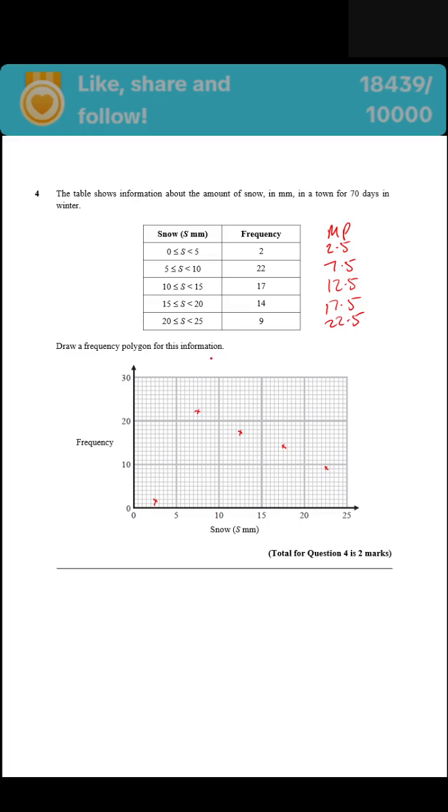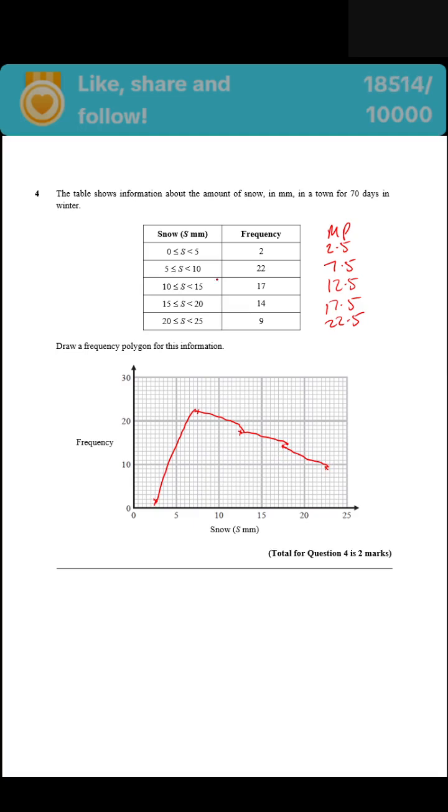What we do now is we join them together using a ruler. So just like dot to dot. So first to second, second to third, third to fourth. Obviously, if you guys have got a ruler, it'll be a lot easier. I've missed the points. If you're within 1 little square of the point, you still get the mark if you've done it freehand.